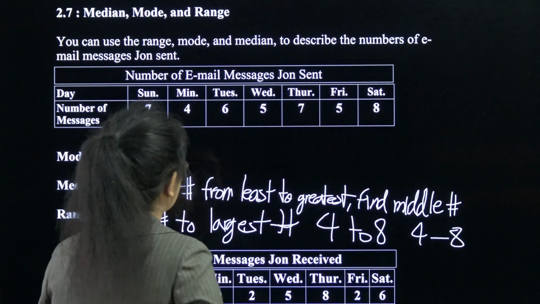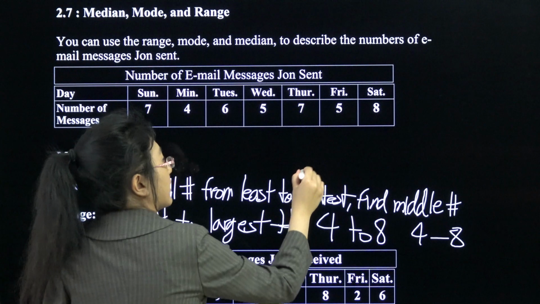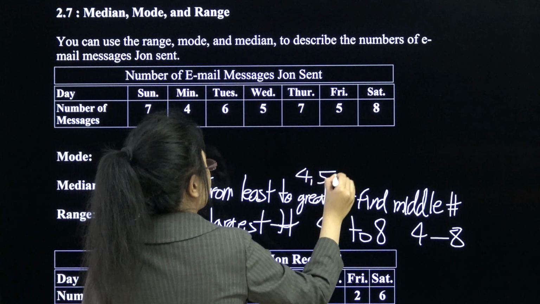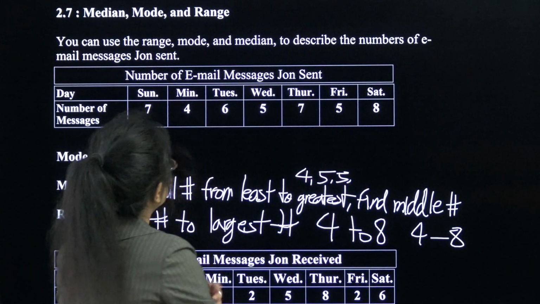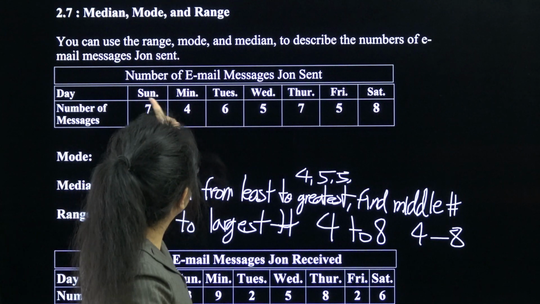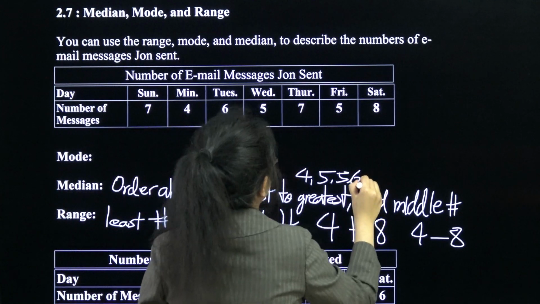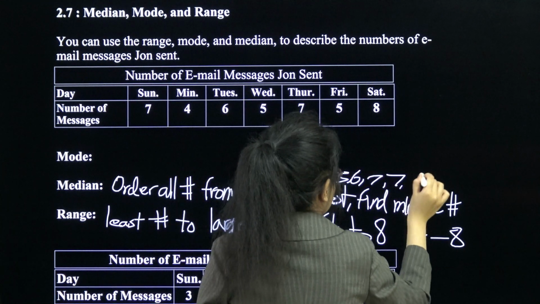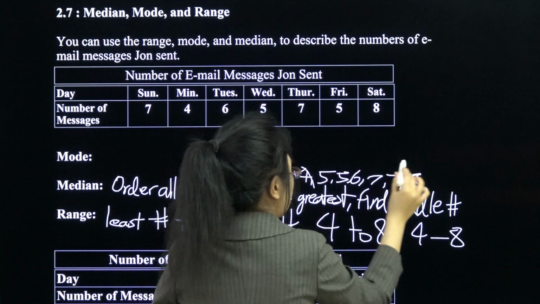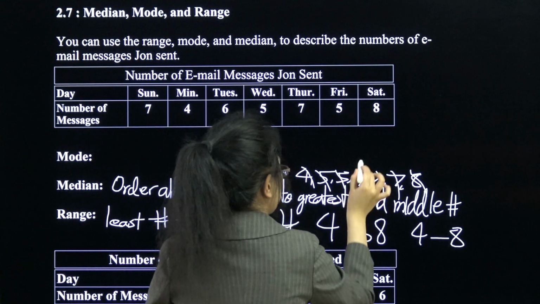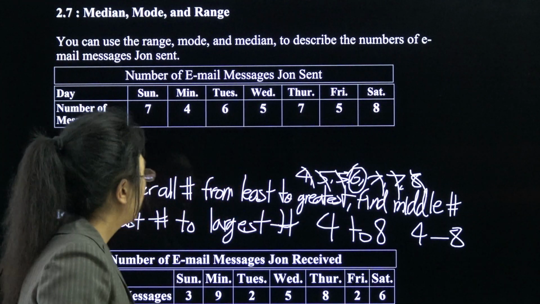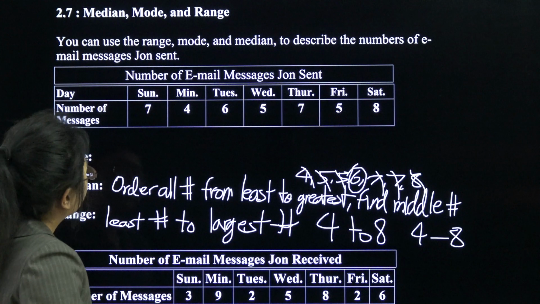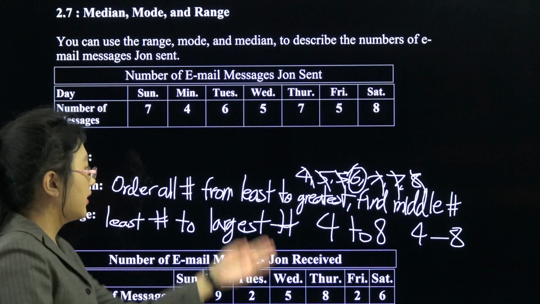In this one, I'm going to order them. So we have 4, 5, 5, 4, 5, 5, 6, 7, 7, 8. Now, we find out which one's in the middle. 6 is in the middle. So the median number of email messages John sent is 6.